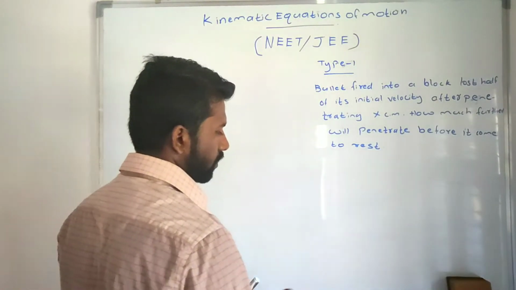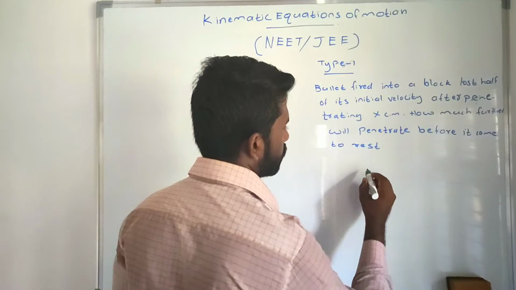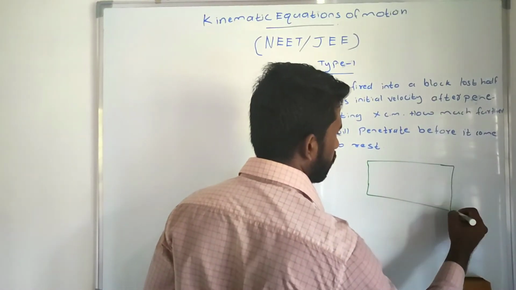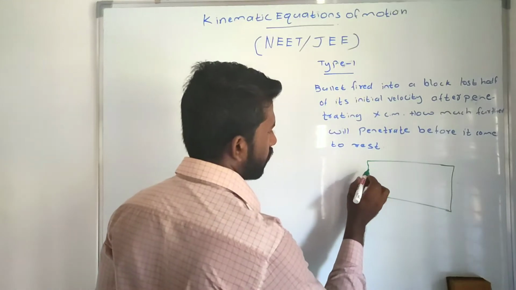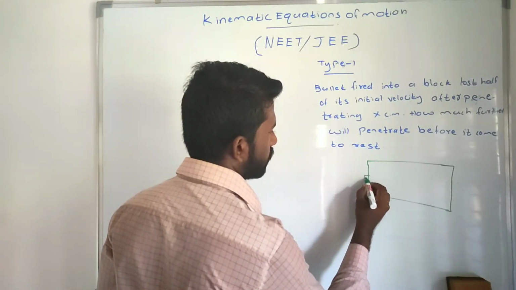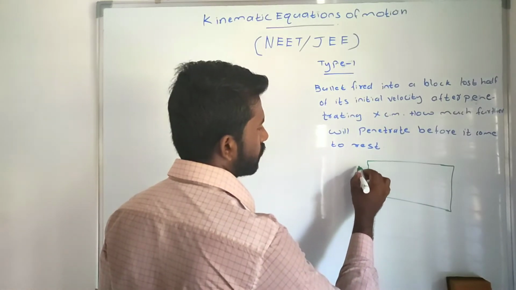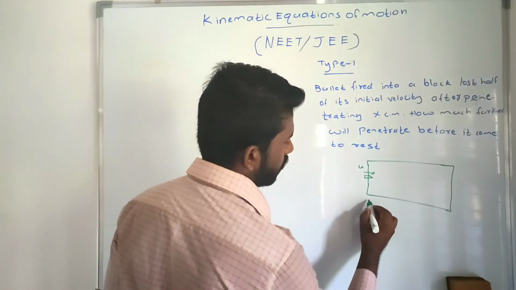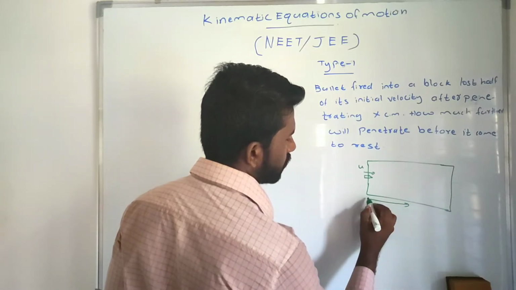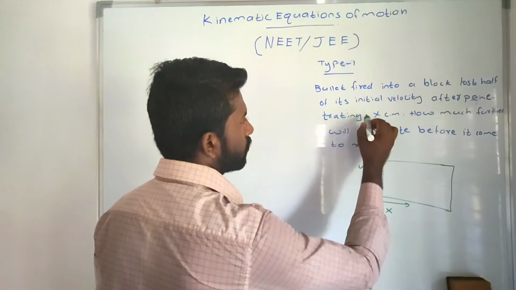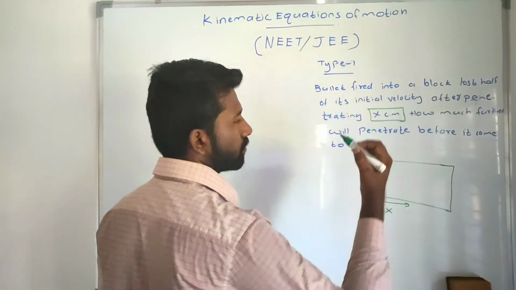First I am going to draw the diagram. This is a block, and a bullet is fired into it. This is the bullet. The initial velocity of the bullet I am taking as u. It travels a distance x, that is x centimeters.